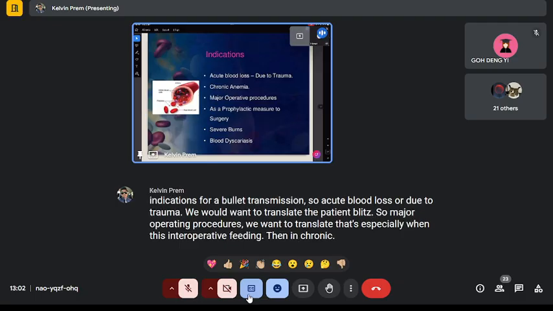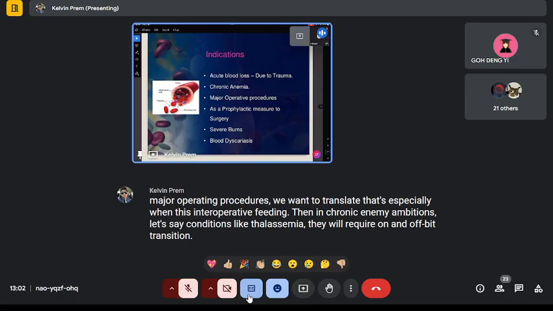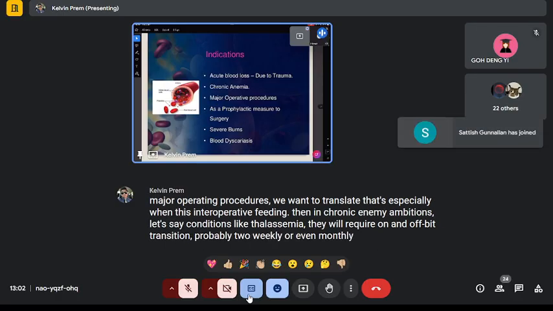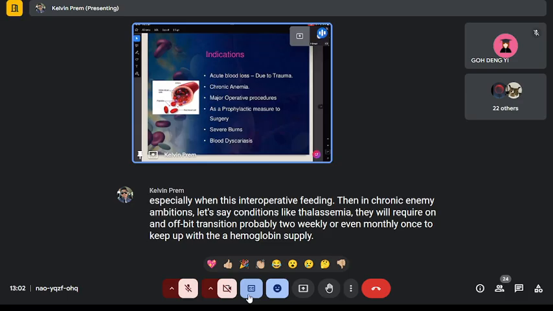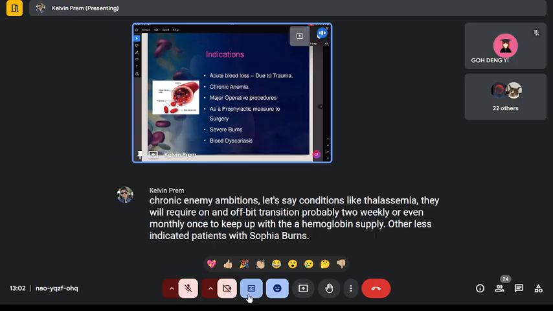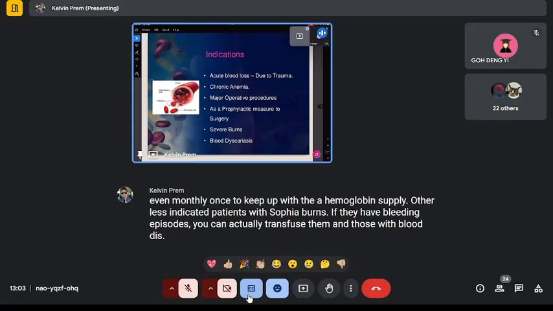Then in chronic anemia patients, let's say conditions like thalassemia, they will require on and off blood transfusion, probably two weekly or even monthly once to keep up with the hemoglobin supply. Other less indicated patients are those with severe burns, if they have bleeding episodes, you can actually transfuse them, and those with blood dyscrasias.